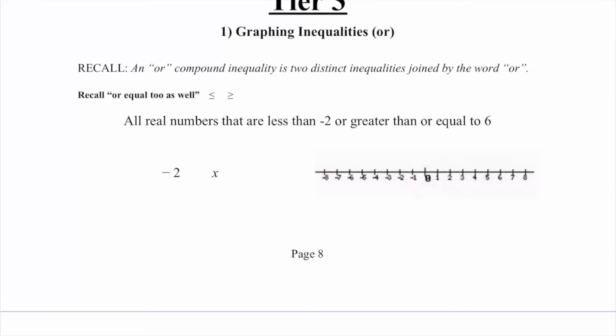So recall that an OR compound inequality is two distinct inequalities joined by the word OR. And also recall that these two symbols mean or equal to as well. Let's come down here and graph these.